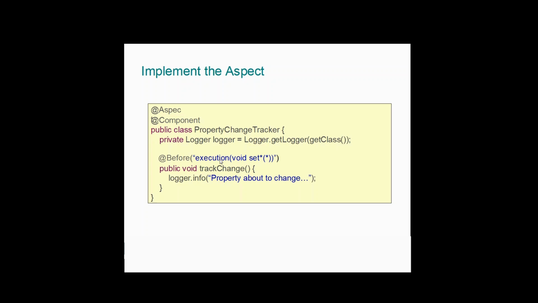So the code has to be inserted before even executing this method, or before that method is getting called, because I want to say that the property is about to change. So for that I indicate that I want to log this at the Before. Don't worry about this expression now. We'll talk about this expression in a little more detail later. For now, let's understand this expression is going to select all the methods which start with set in my application.